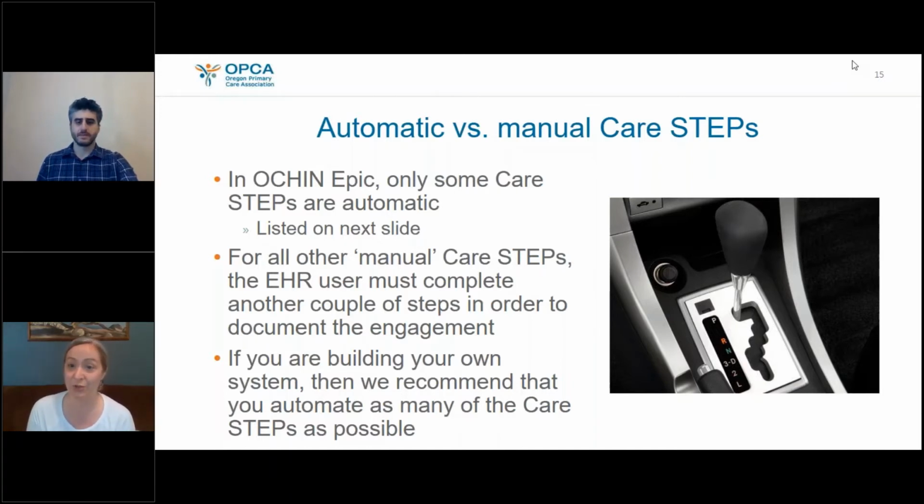It's important to know which ones are which so that your care team members will be able to follow those couple other clicks they'll need to document the manual care steps within the EHR. We still call it the touches tab, as I mentioned, and as Charles mentioned, and it will require a couple of additional steps. The automatic ones do not. If you are building your own system, then we recommend that you automate as many of these as possible. We have seen much better results in health centers who have set up their systems this way, where it requires very little extra effort from their care team members, and they've seen just a higher number of care steps documented for that reason.